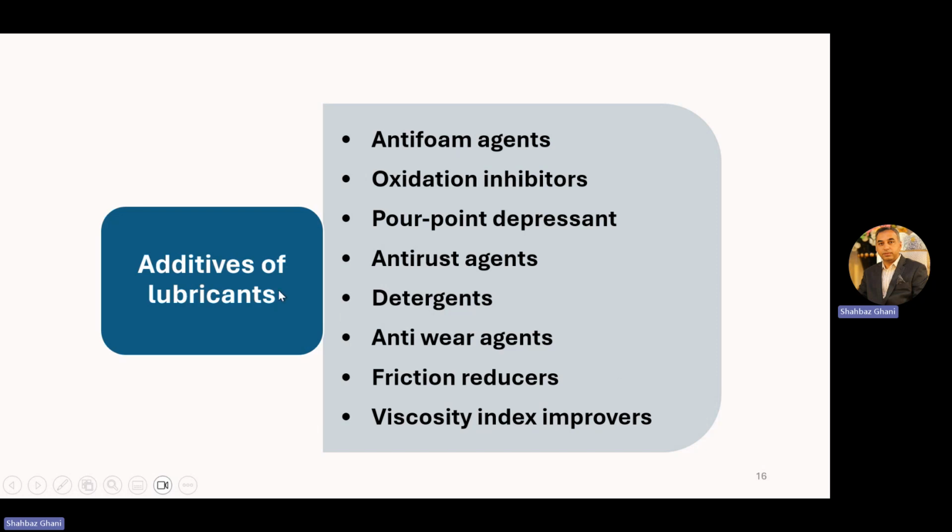So these are the properties which you look for in additives of a lubricant: anti-foam agent, oxidation inhibitors, pour point depressant, anti-rust agent, detergents, anti-wear agents, friction reducers, viscosity index improvers.